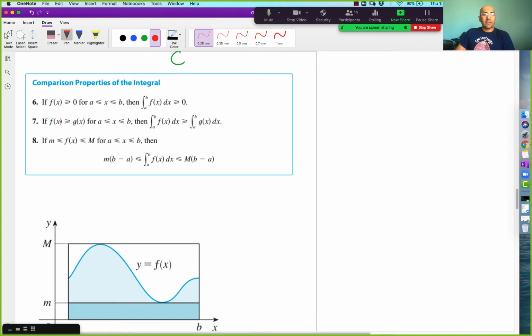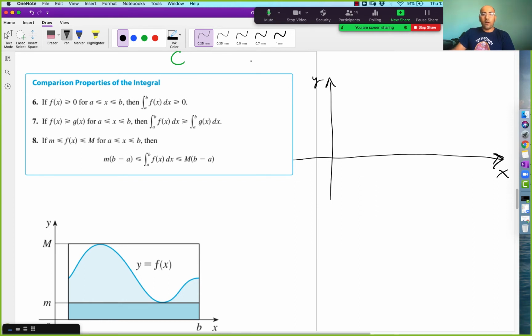If f of x is always greater than g of x on this little subdomain, as x ranges between a and b inclusive, then it must be true that the integral from a to b of f of x must also be greater than or equal to the integral from a to b of g of x dx. Good. I think that one's pretty self-describing as well, pretty intuitive.